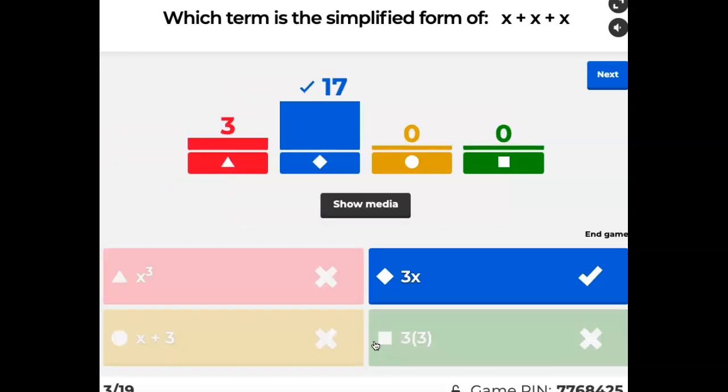Whoa, there are 3 people who did not get the first example. So x plus x plus x, how many x's are there when we simplify that? We have 3x. If this is times, like x times x times x, then your answer is the red one, right? x to the power of 3. Those are 2 different rules: expansion and multiplication. Don't make that mistake again. Let's go to the next one.